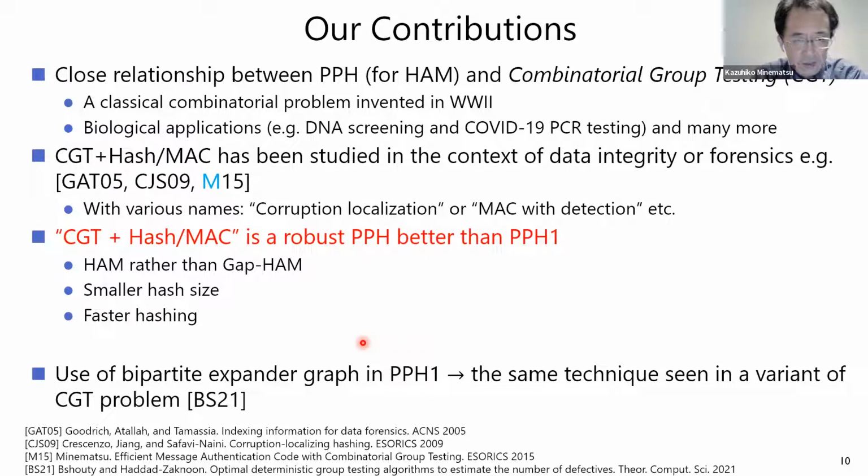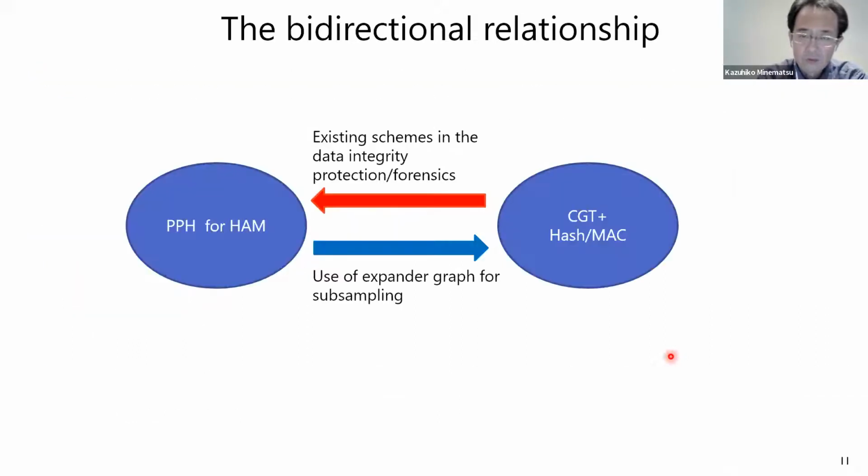On the other hand, we also showed that the core idea of the PPH1, namely the use of a certain bipartite expander graph in subsampling, has also been seen in a recent paper that studies a variant of the CGT problem. Okay, so this means that these two fields have a bidirectional relationship. And for the time constraint, I only focus on the first implication.